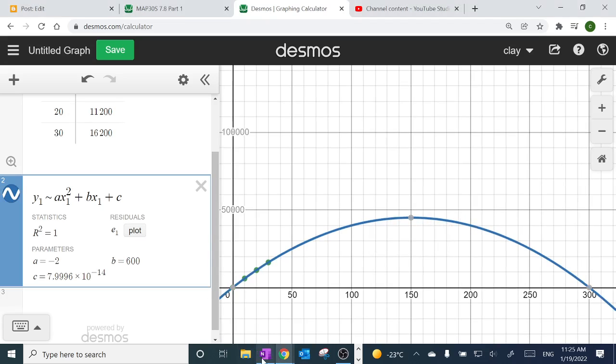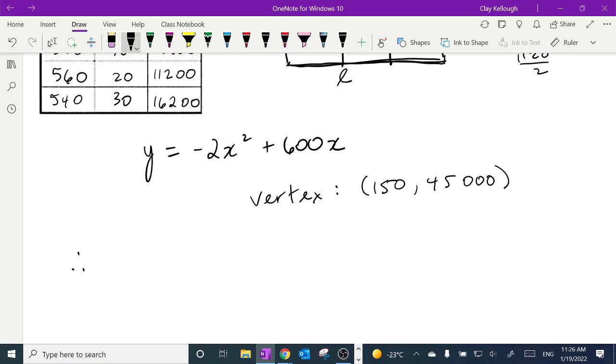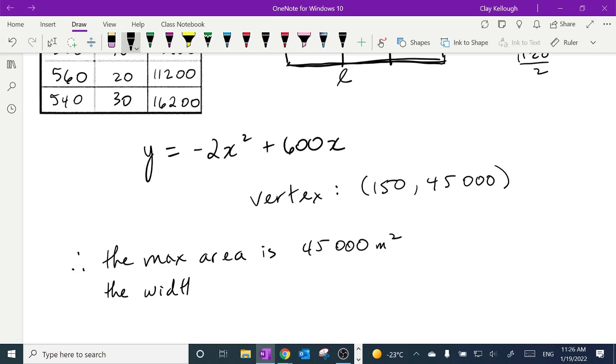150 and 45,000. So what is that telling us about our answer? So therefore, the maximum area is 45,000 meters squared. The width of that maximum area is 150 meters. How would I find length? Because it said dimensions. Dimensions means length and width.